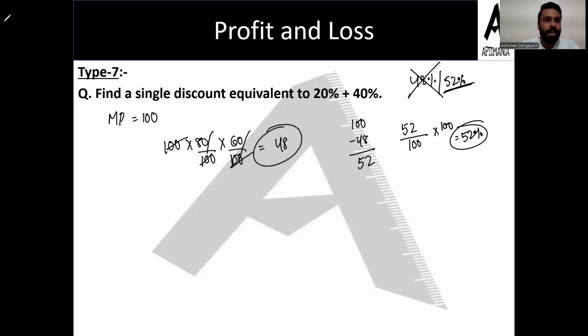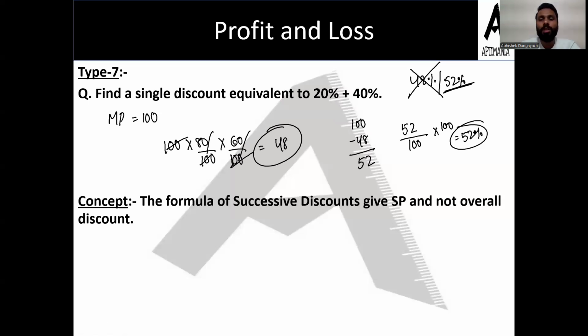The concept lying behind this type of question is that the formula of successive discount gives SP and not the overall discount. So that is something that needs to be taken care of as a keynote: this formula is giving you the selling price, never the overall discount. I hope that's clear. We can go ahead with the next one. Can take a note, can take a screenshot, then we'll go ahead. I hope done. Going ahead.